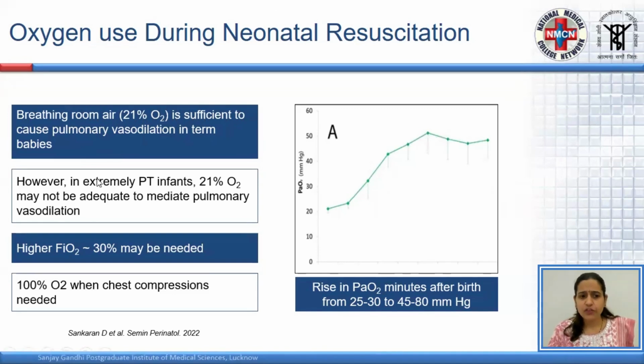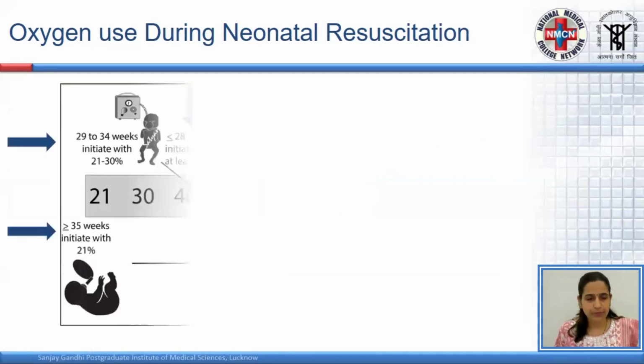However, in extremely preterm infants, 21% oxygen may not be adequate to mediate the pulmonary vasodilation. So they may require a reasonably higher FiO2 of approximately 30%. And only in case you go on to require chest compressions, the FiO2 should be increased to 100%. So the age-old practice of beginning the resuscitation with 100% oxygen is no longer valid and is not recommended.